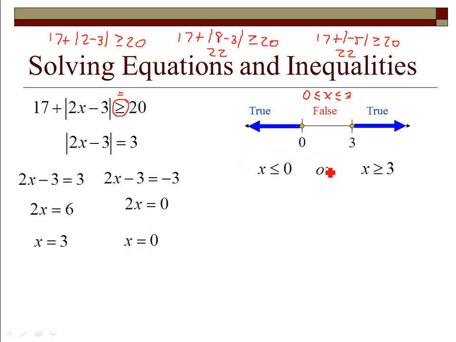Some of you like to use interval notation. In interval notation, this goes from negative infinity to 0, close bracket on the 0, and from 3, close bracket, out to positive infinity. Remember, you can never have equaling infinity, so you never want to have a closed bracket on those kinds of problems.